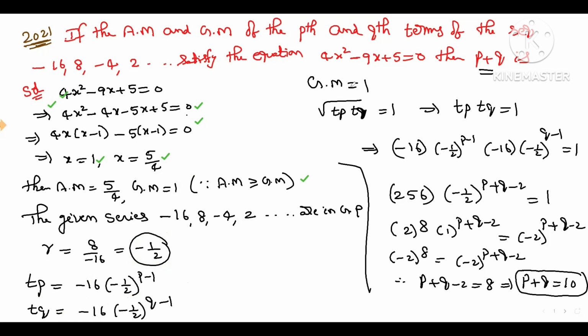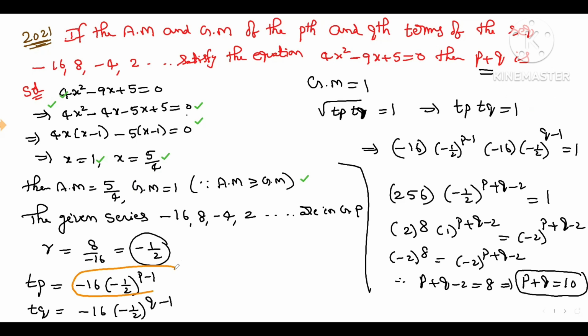Okay, right. In the statement, the geometric mean value, how much value have we got? 1. The geometric mean of the Pth and Qth terms is root under Tp into Tq. What is the geometric mean of A comma B? Root AB formula. So root under Tp into Tq is equal to 1, and squaring on both sides, Tp into Tq, we get 1.